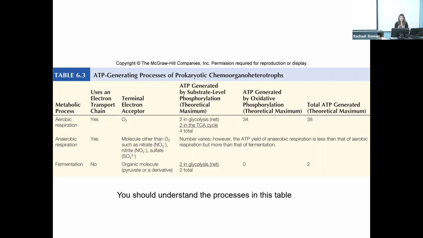What happens to create these processes, or what happens to create our energy? When we have aerobic and anaerobic respiration, those two are large processes that do both substrate level phosphorylation and oxidative phosphorylation to make ATP. Substrate phosphorylation is the direct production of ATP in some process. So you can see we're going to make 2 ATP from glycolysis. We're going to make 2 ATP from the TCA cycle. Our total is going to be 4.